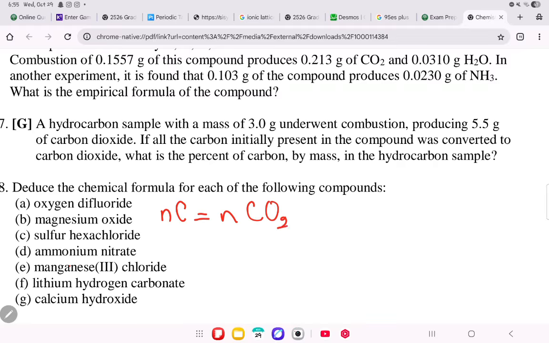So that's going to be the mass, which is 0.213, over the molar mass of CO2, which is 44, so it's going to be 4.84 times 10 to the power of minus 3 mole.